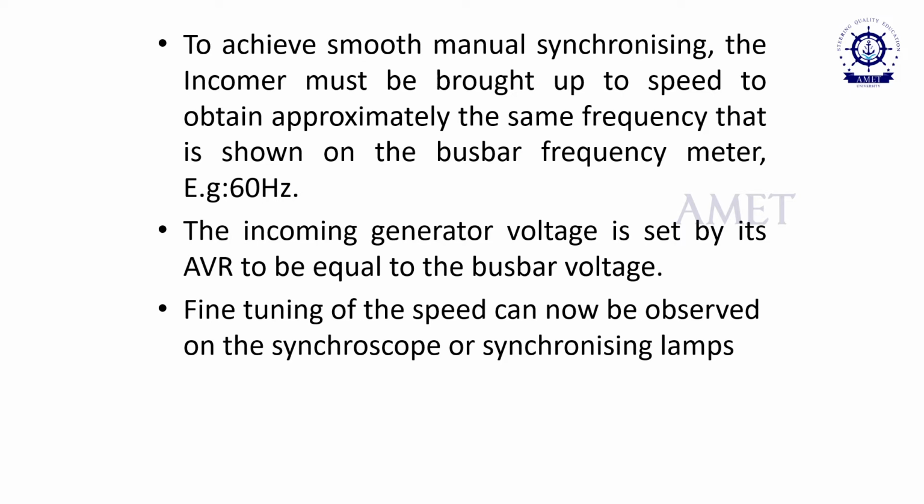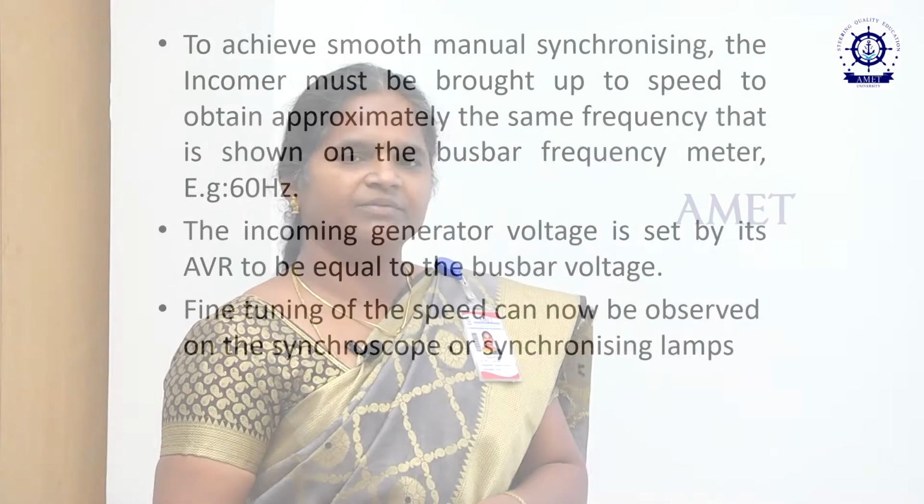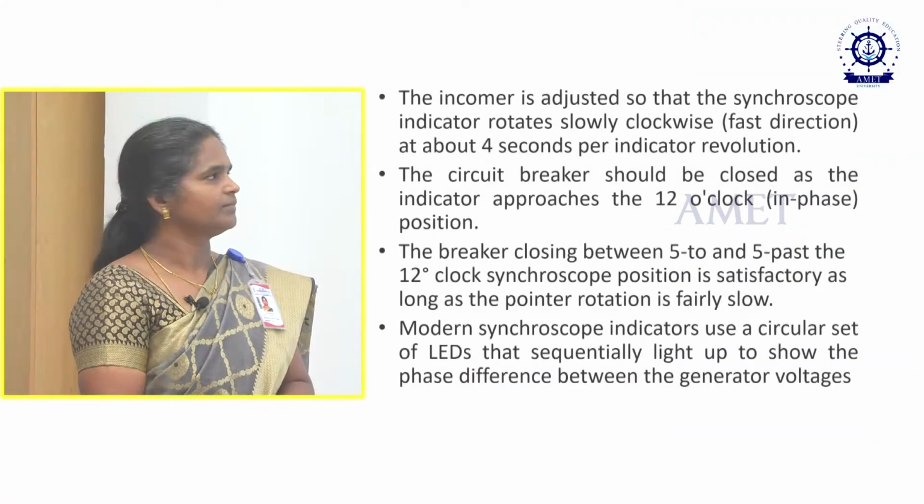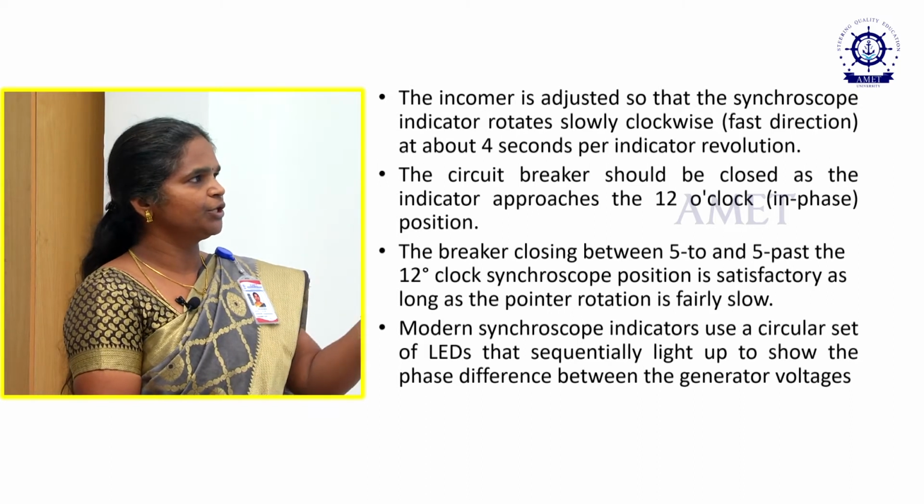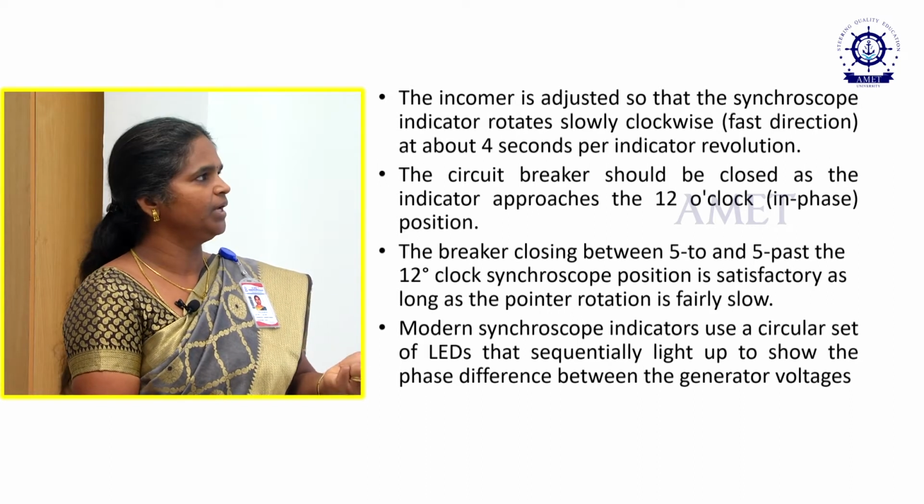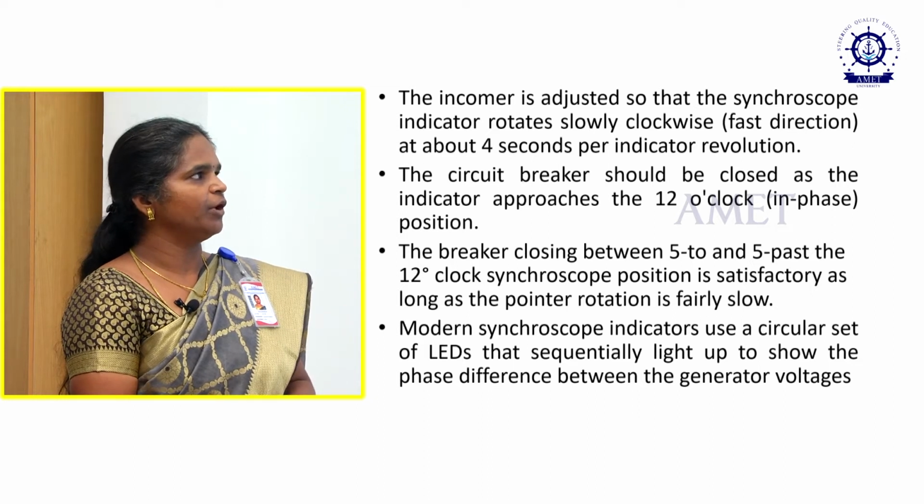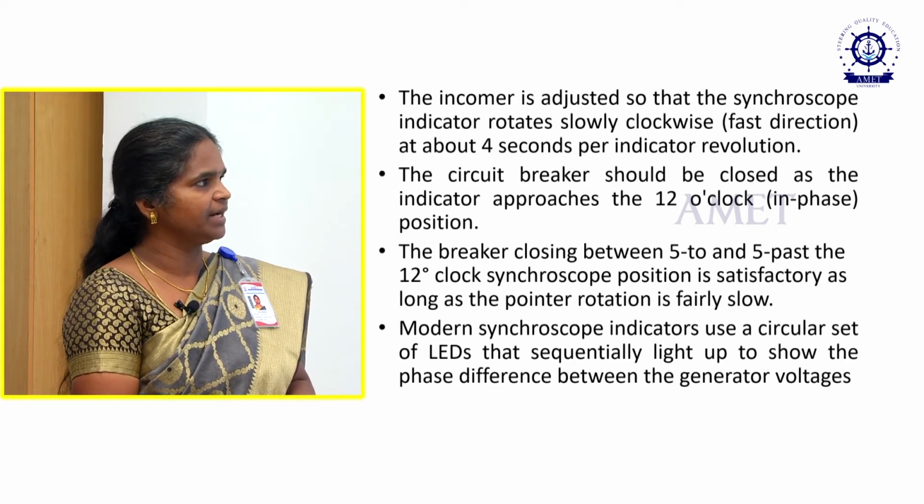The fine tuning of the speed can be observed with the help of the synchroscope indicator. With the help of synchronizing lamps, we can also understand whether both the generator voltages are equal or mismatched. This mismatch can be regulated with the help of the AVR. The incoming generator is adjusted with the help of the AVR so that the synchroscope indicator rotates slowly clockwise, at about 4 seconds per indicator revolution.